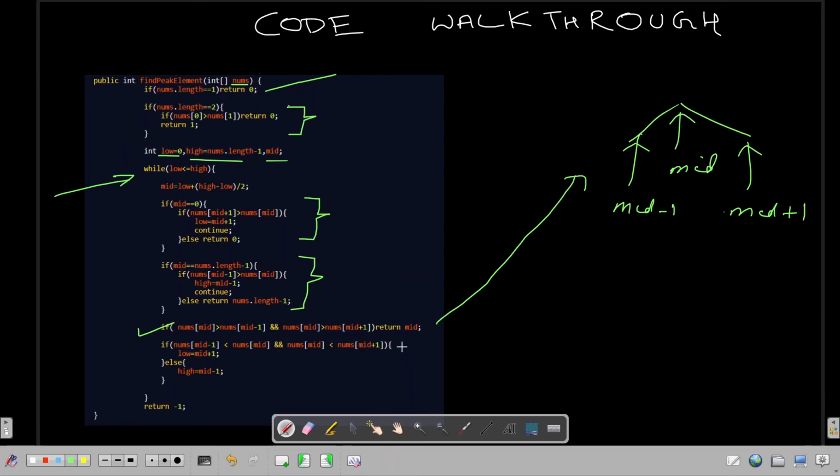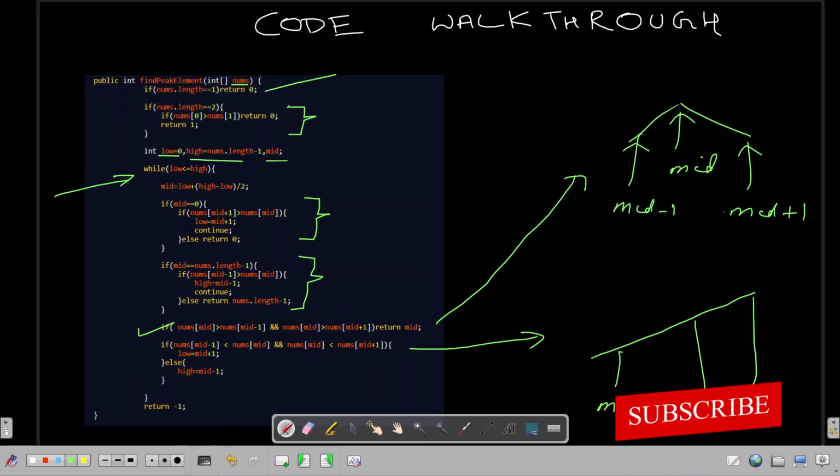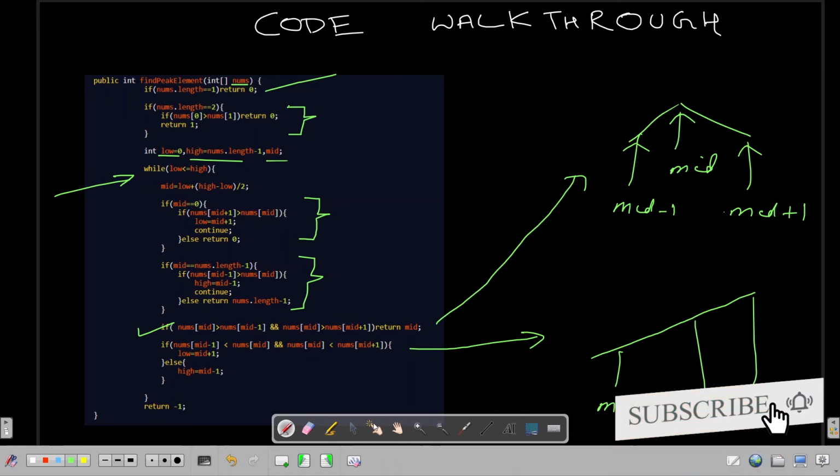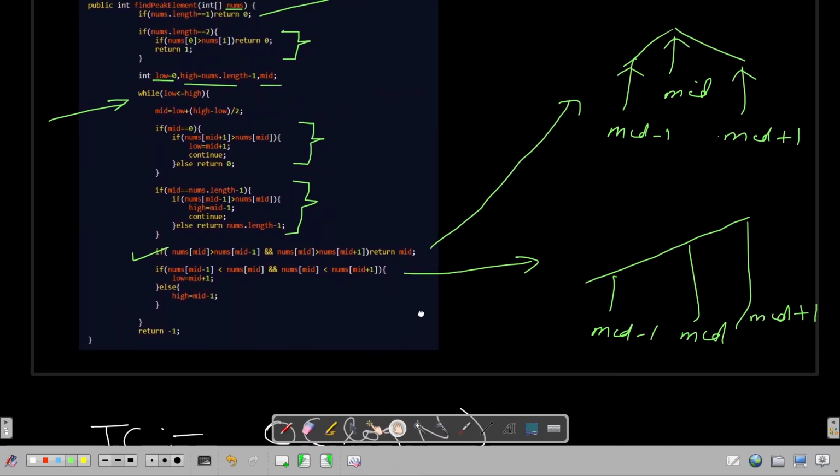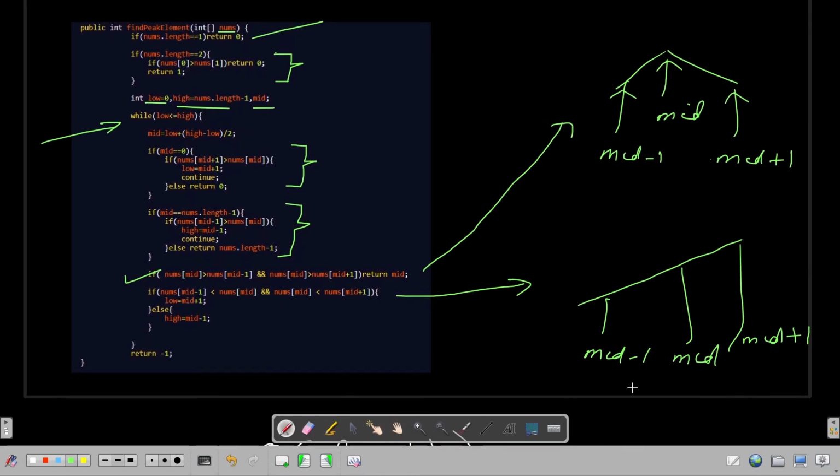So the next line is if mid minus 1 is less than mid and mid is less than mid plus 1, which is this scenario? So nothing but this scenario on the upward slope. This is mid minus 1, this is mid, this is mid plus 1. Okay, this is that scenario. And there is one more scenario possible also, which is in the else part, which is this one, which you can write on your own.